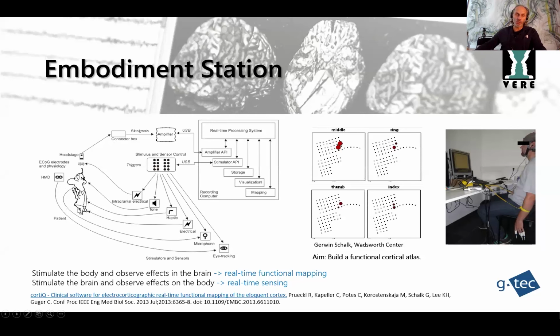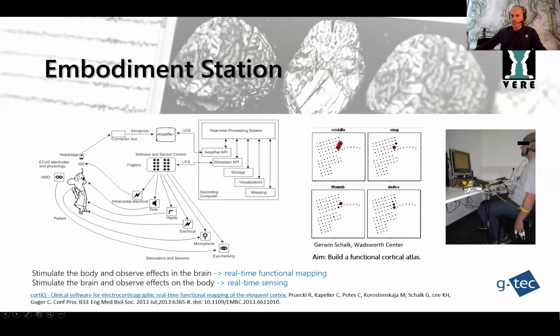We could also stimulate, for example, the hand, and then we could see how the brain is activating. But we also have the intracranial stimulator so that we can basically stimulate every single pixel of the brain. Then we can observe what's happening.